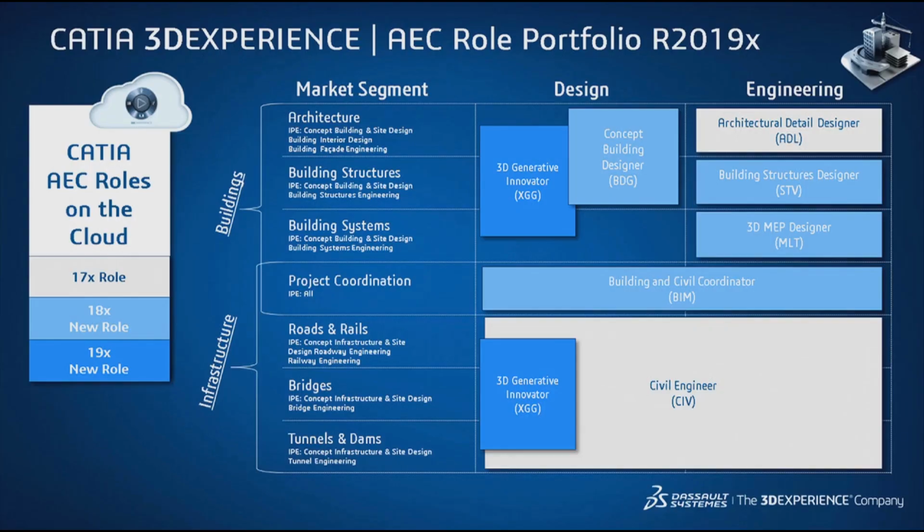As you can see, we're very excited by the newest Generative Design application. To give it a little bit of context, here you see where the 3D Generative Innovator role finds itself within the greater portfolio of AEC-specific roles on the 3D Experience platform from CATIA. It's primarily a design tool in the beginning, and it sits next to the concept building designer role or the civil engineering role for infrastructure projects, and then can be extended further in the rich client using the architectural detail designer role, the building structures designer role, or the 3D MEP designer role to do detailed engineering of a construction project.